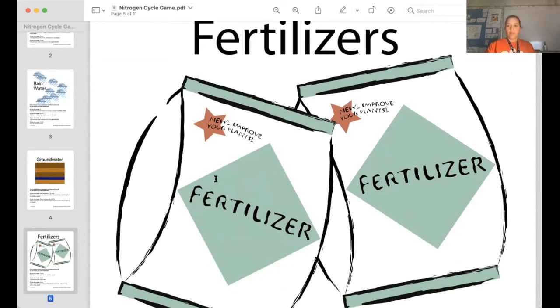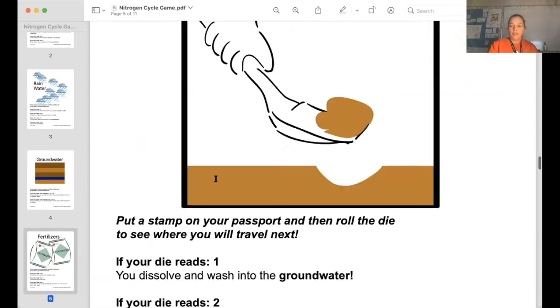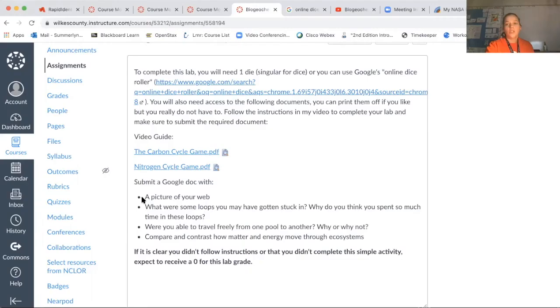If you have not made it to a pool, stop, go there, and then pick up where you left off until you get a nice complete map of where nitrogen moves in the environment. So I hope that you have a good time with this game. Once you finish, create a Google Doc with a picture of your web. Remember that you have two, the carbon cycle and the nitrogen cycle. I'd like to see both.